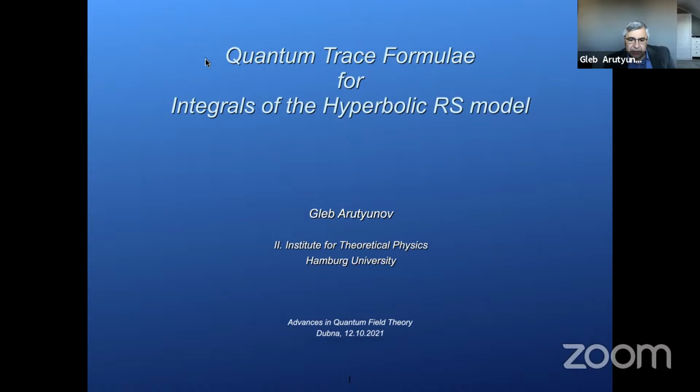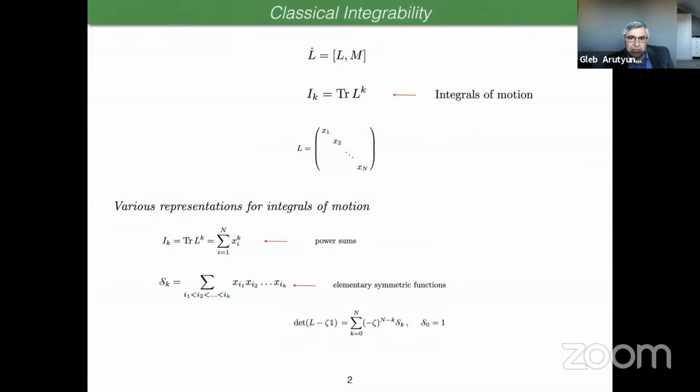So I prefer to start from something simple and very well known, namely classical integrability, which is encoded in the Lax evolution equation. The commutator form of this equation implies that traces of powers of the Lax matrix are integrals of motion, which means in turn that eigenvalues of the Lax matrix, defined up to the action of the Weyl group, are also integrals. So the question of picking a basis in the space of integrals reduces to picking a basis in the space of symmetric functions of eigenvalues. And you can choose various bases. For instance, you can deal with the power sums given by integrals I_k, or you can resort to elementary symmetric functions, which are coefficients of the characteristic polynomial of the Lax matrix.